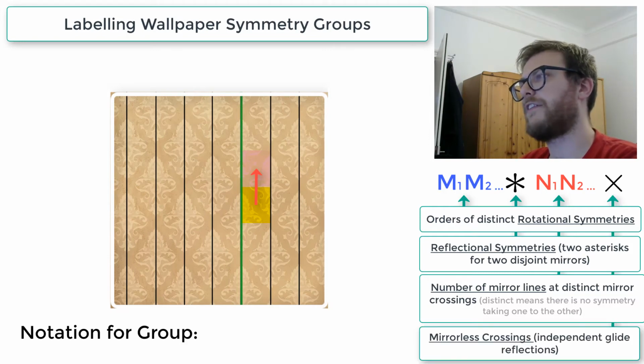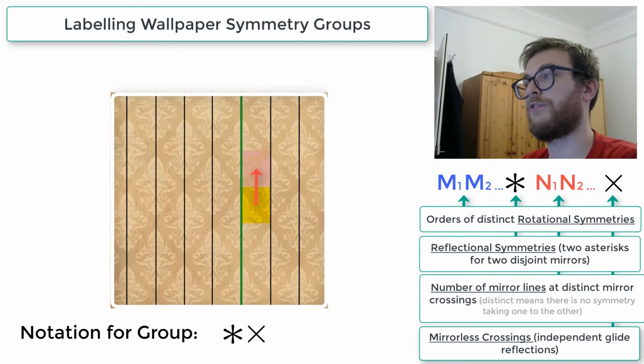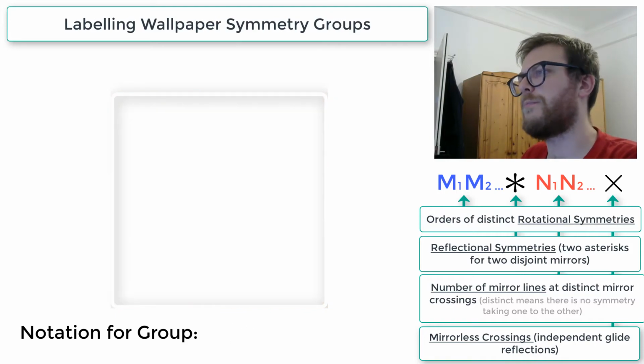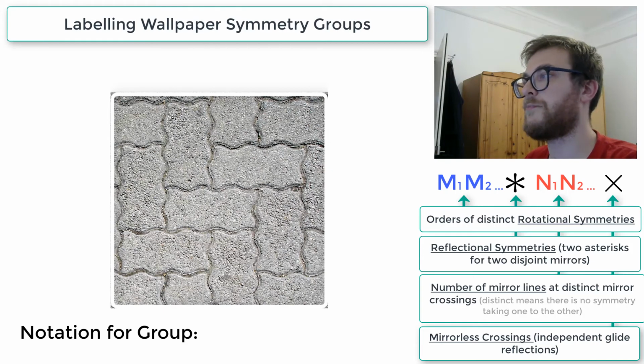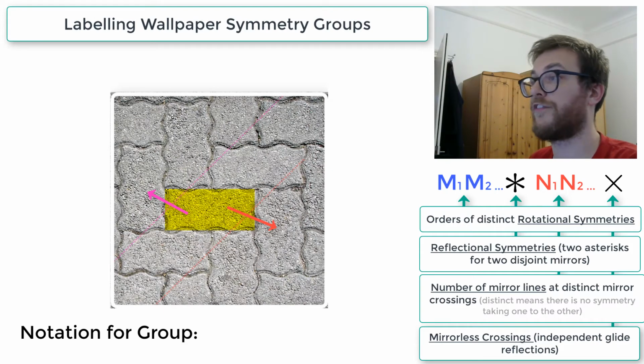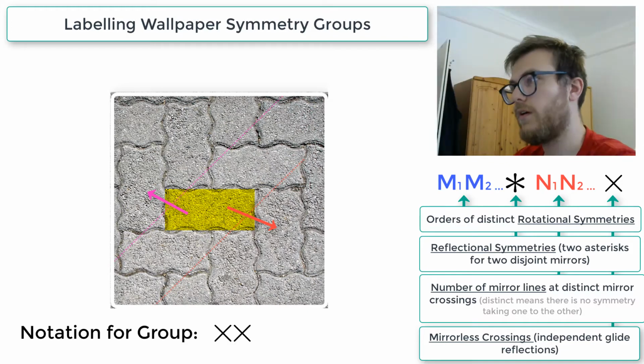Therefore, for this pattern, we write asterisk cross, because there is 1 reflection and 1 glide reflection needed to generate the group. It is possible to have several different mirrorless crossings. Consider, for example, this pattern, which has 2 different mirrorless crossings and no reflections or rotations. Therefore, the group is denoted cross-cross.